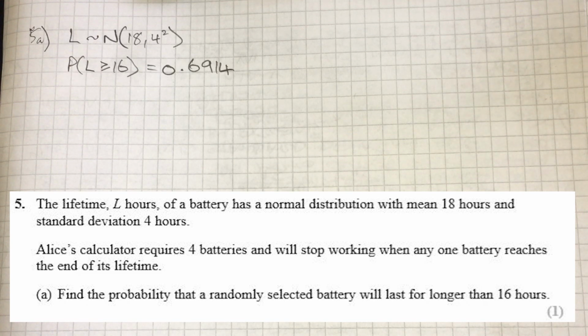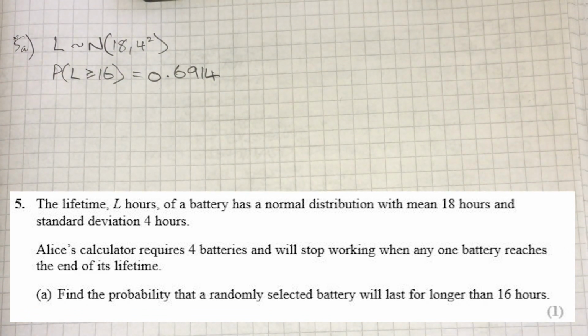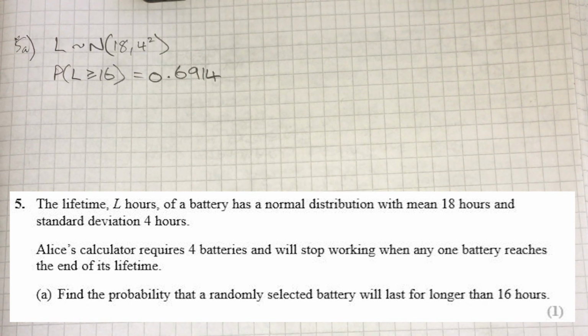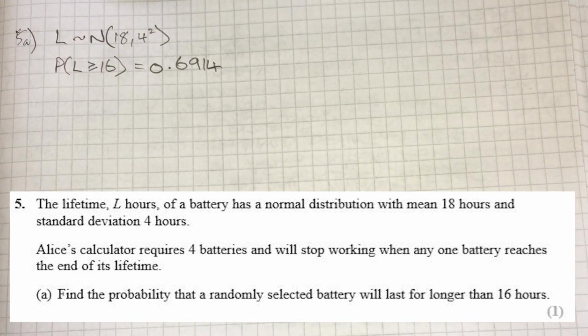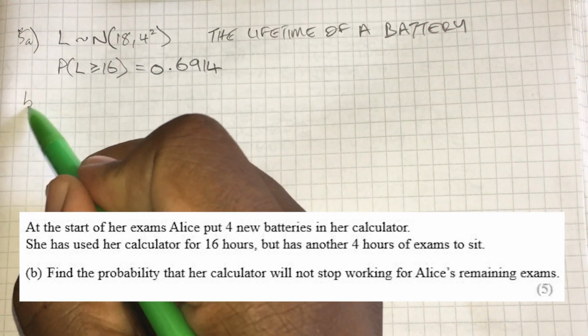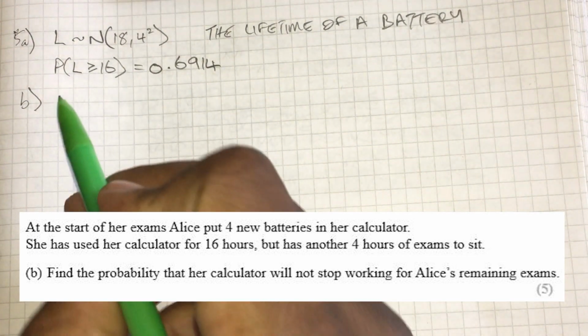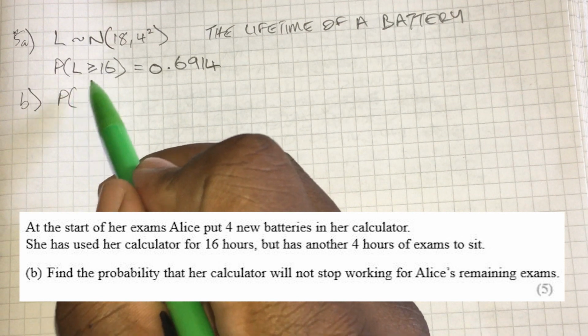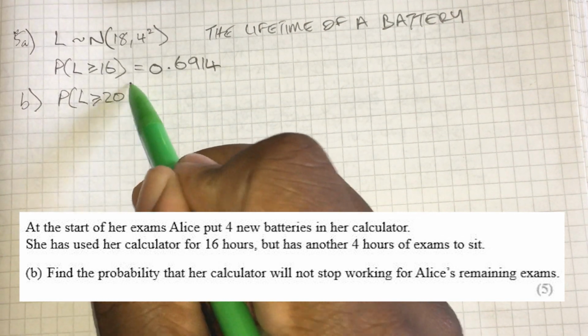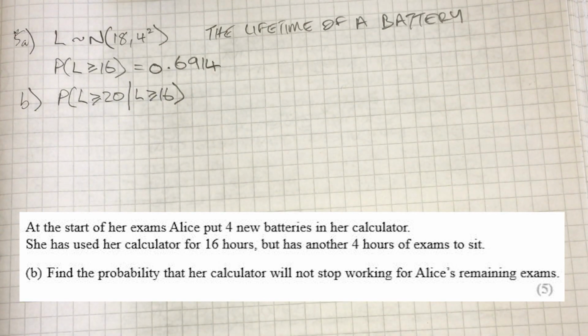Okay, so next we're told that Alice has put 4 new batteries into her calculator and has used them for 16 hours, but still has another 4 hours of her exam to sit. Find the probability that her calculator will not stop working for the remainder of her exams. Okay, so this will be a given probability, and we want to find the probability that the battery lasts for longer than 20 hours, given that it's already lasted for longer than 16 hours.